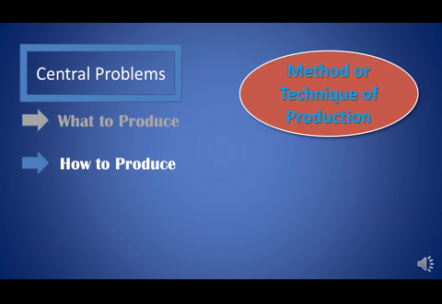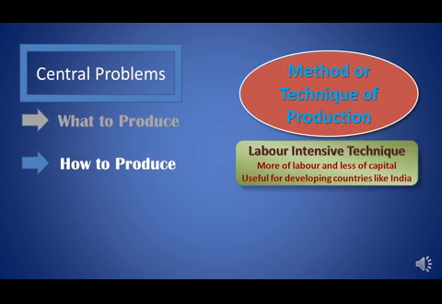The next problem faced by an economy is how to produce. This problem relates to the choice of method or technique of production. An economy has two options. Either they can go with labor intensive technology or they can go with capital intensive technology. Let us first see labor intensive technology. Labor intensive technique means the technique of production where more of labor and less of capital is used. This technique is very useful for developing countries like India, where labor is cheaply and abundantly available.